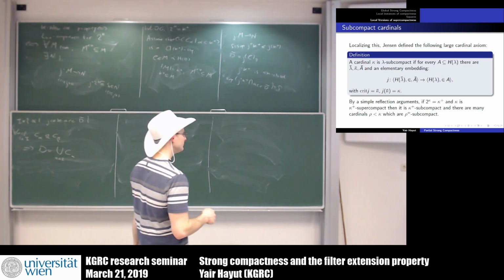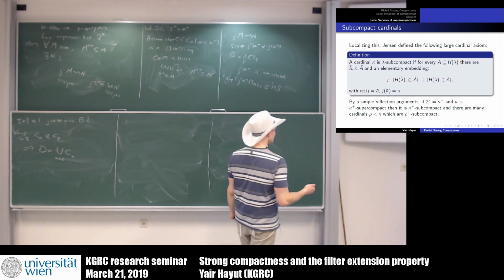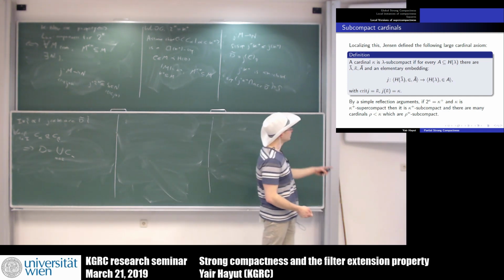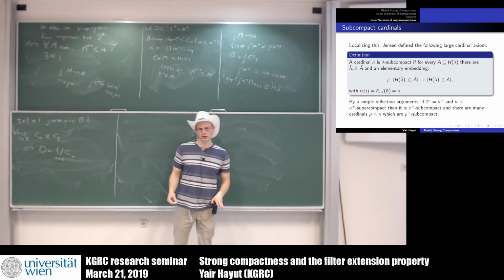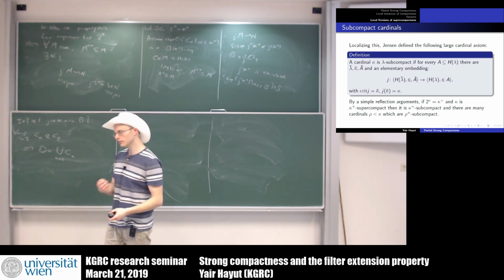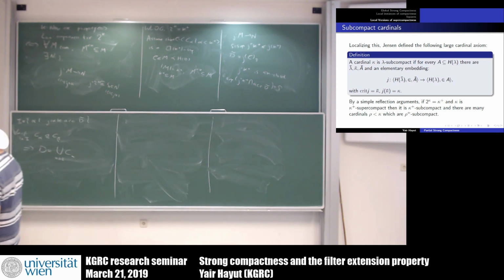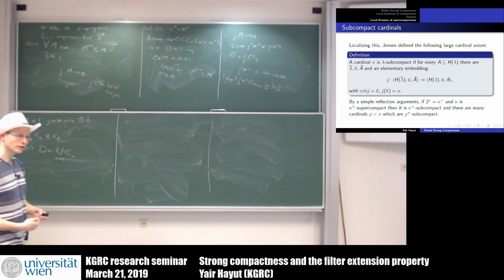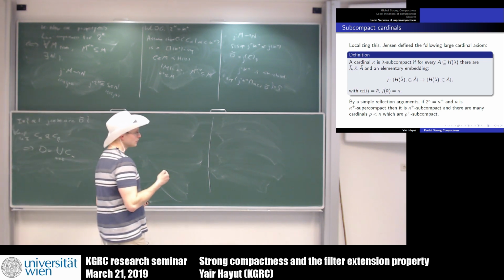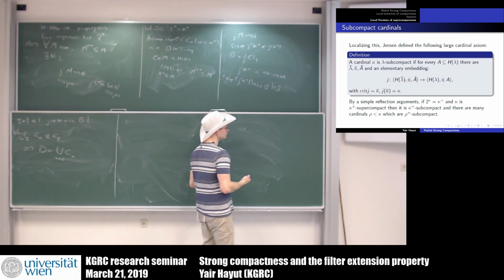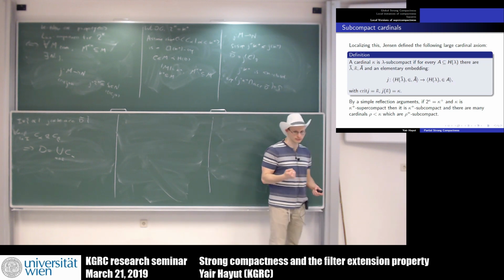Okay. Now, if you have the continuum hypothesis at kappa, then it is easy to see that once we have a kappa which is kappa plus supercompact, then kappa is going to be basically also kappa plus subcompact, and this is going to reflect downwards. So subcompactness is strictly weaker than supercompactness at the same level.